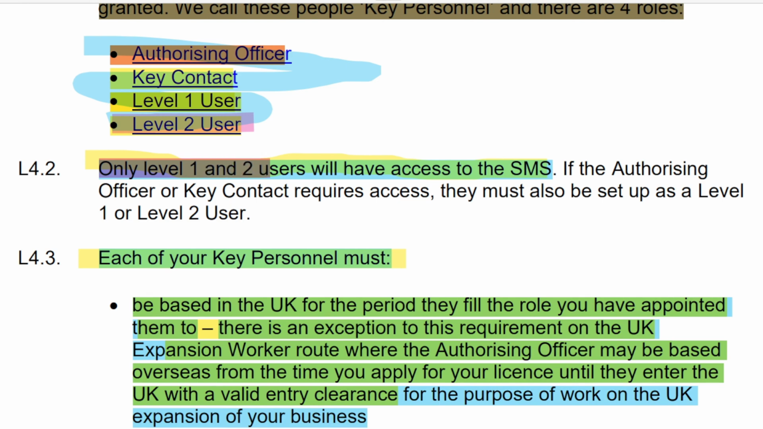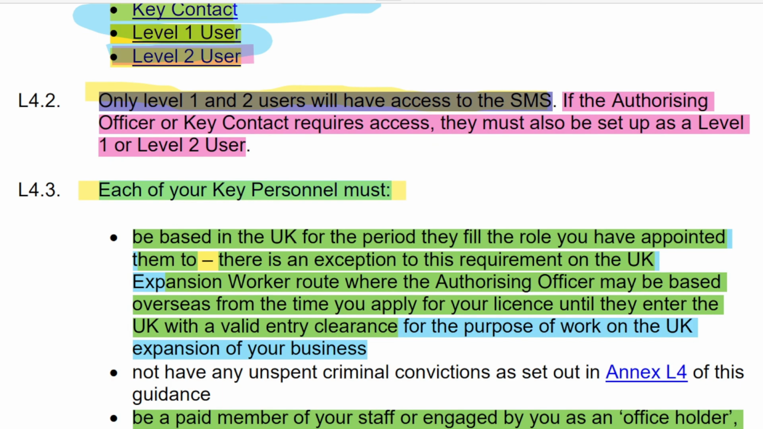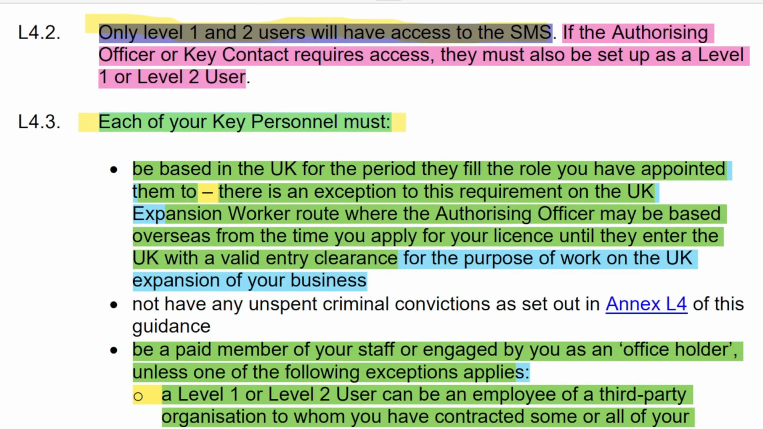Only level 1 and level 2 users will have access to SMS. If the authorizing officer or key contact requires access, they must also be set up as a level 1 or level 2 user. Many people think that as an authorizing officer, you should have access to SMS, but that's not the case. If they need access, then they need to set themselves up as a level 1 user. Level 2 users have less access. We will discuss that further.